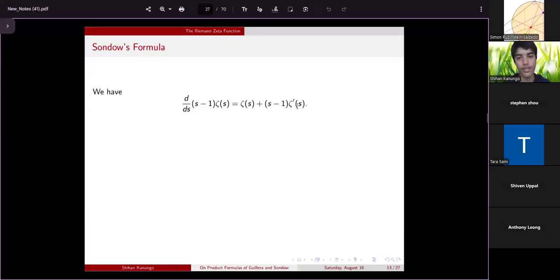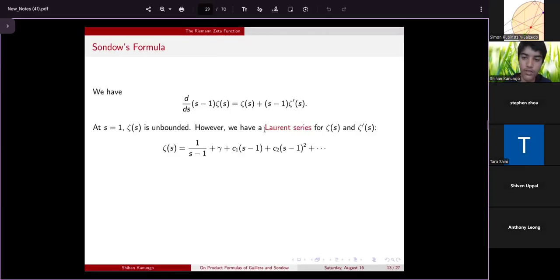Now, remember how I said that zeta of s was undefined at s equals 1. So that might be a problem. However, it turns out that we can actually deal with this in the following way. Zeta of s has a Laurent series, which is essentially like a Taylor series, except we allow negative exponents as well. So this is the Laurent series for zeta of s. C1 and C2 and so on are just constants, and their values are unimportant. As you see, if we plug in s equals 1, we have a 1/0 term, which is the unbounded part.